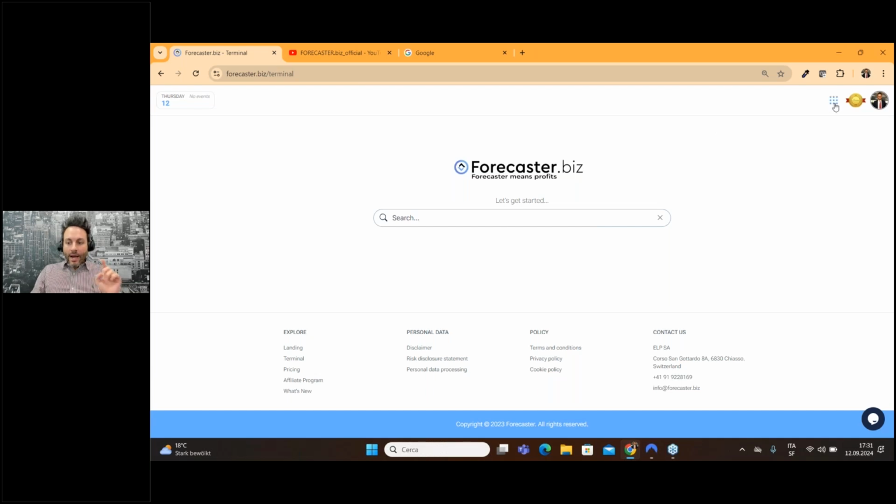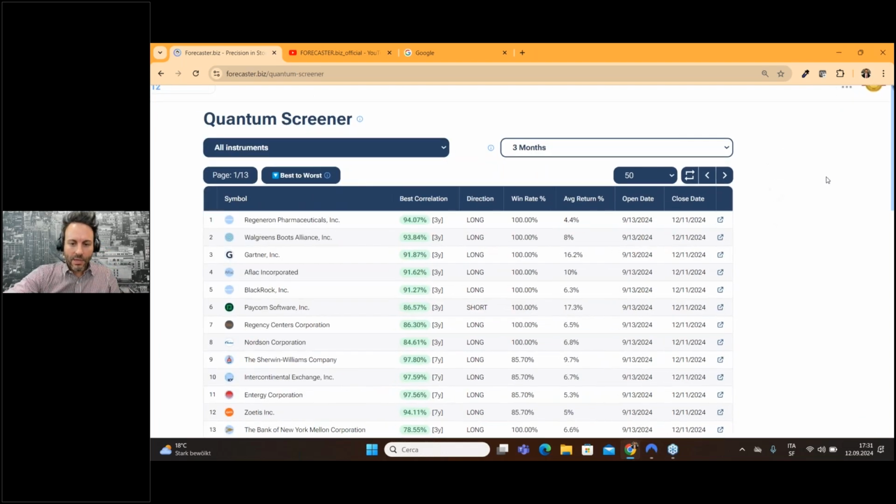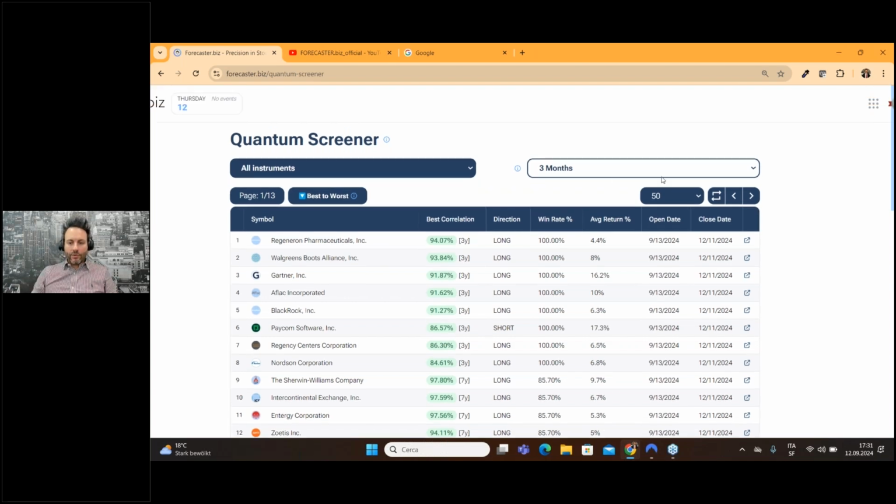One first thing, very important: we collected all your feedback and we modified just a little bit the Quantum Screener, because as you can probably notice, we removed the long short button and we added this new column where you can find both long and short opportunities. Okay, as you can see, you can find long, you can find short.